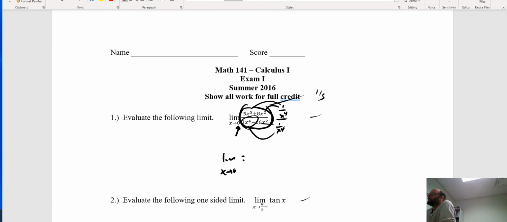Okay. Next one, the limit as x approaches 0 of tangent x. So write it as sine x over cosine x. Take the limit as x approaches pi over 2 from the left, keep in mind. And that should give you an idea of how to do that.